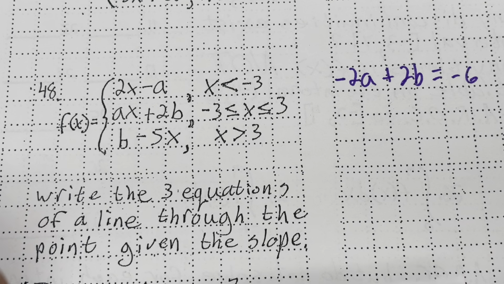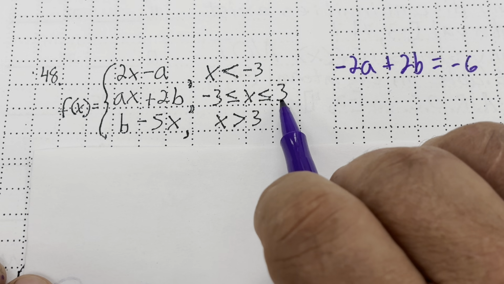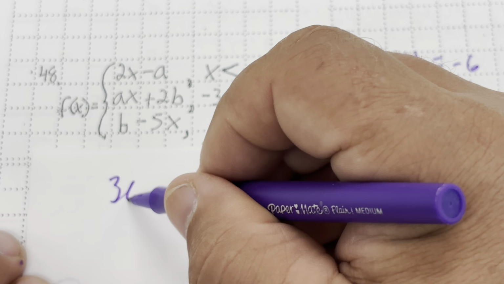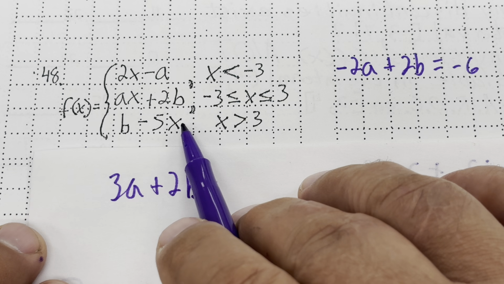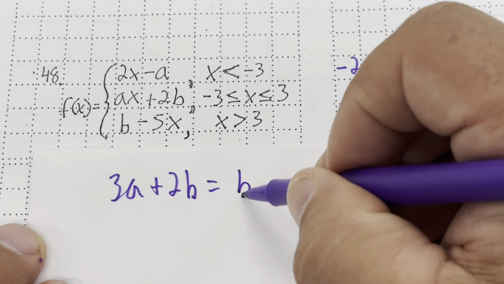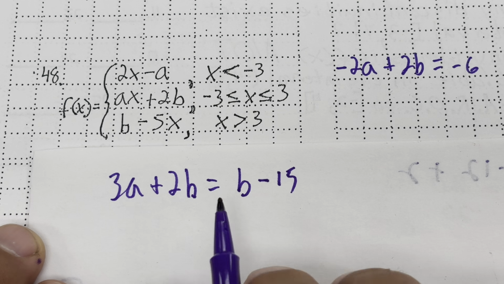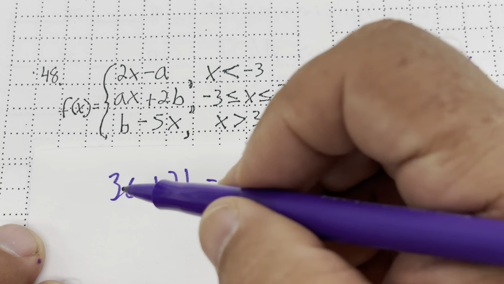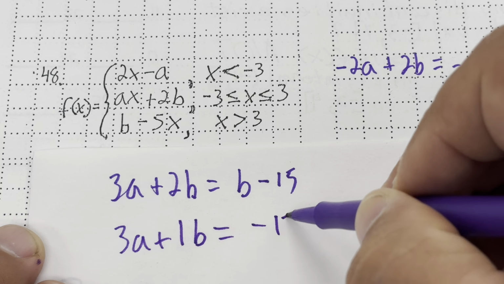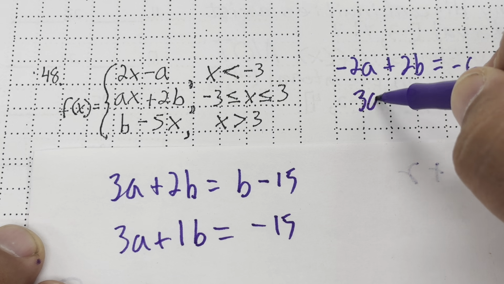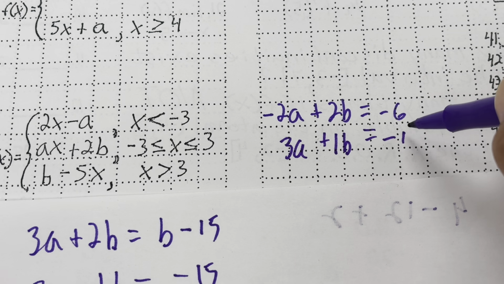Now we have to set the second 2 equations equal to one another. So we're going to plug in 3 this time to x. That would give us 3a plus 2b equals, and we're going to plug 3 into that, x equals b minus 5 times 3 is 15. We're going to rewrite this. We're going to subtract b from both sides. So that would give us 3a plus 1b equals negative 15.